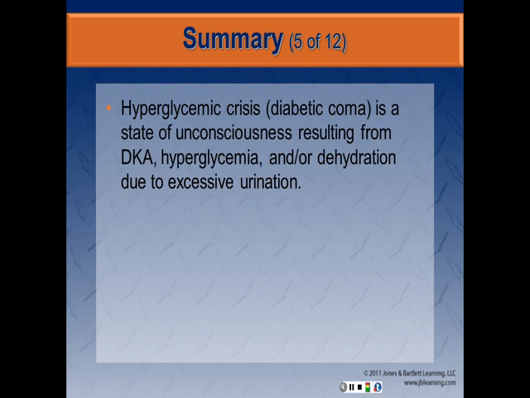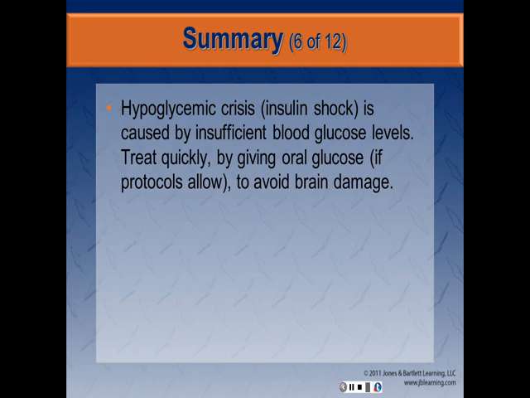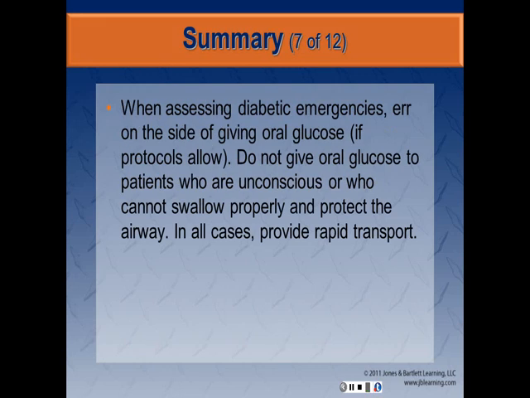Hyperglycemic crisis or diabetic coma is a state of unconsciousness resulting from DKA, hyperglycemia, and or dehydration due to excessive urination. Hypoglycemic crisis or insulin shock is caused by insufficient blood glucose levels that we need to treat quickly. Give oral glucose if your protocols allow, to help avoid brain damage. When assessing diabetic emergencies, you should err on the side of giving oral glucose if protocols allow it. Do not give oral glucose to patients who are unconscious or who cannot swallow properly and protect their airway, and in all cases provide rapid transport.